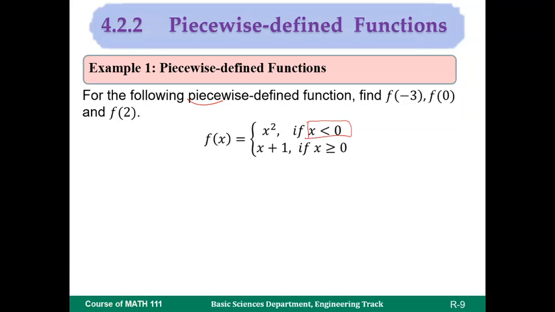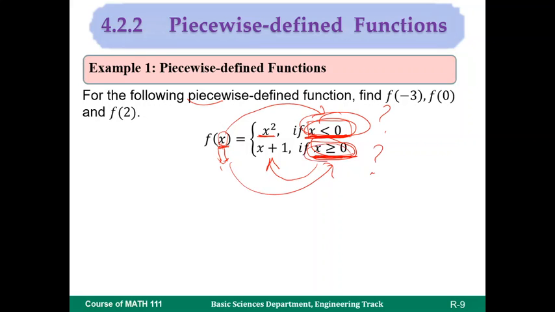So for example, if the input is negative, for the negative x values, we use this formula, x squared. So here, if x is bigger than or equal to 0, you put a number here and you check if it satisfies this condition or this condition. If it is bigger than or equal to 0, you use this formula. Now, when you have x here, first you have to check which one, this one or this one. You go to the condition, then you apply the formula.